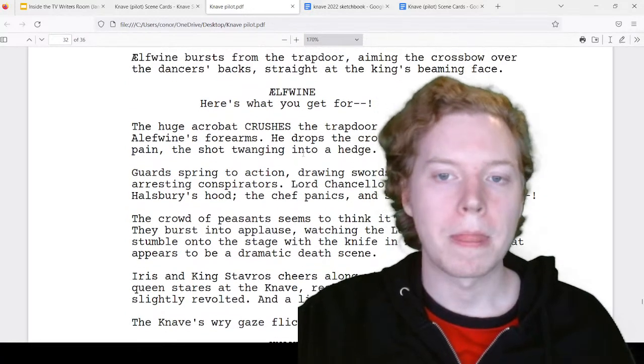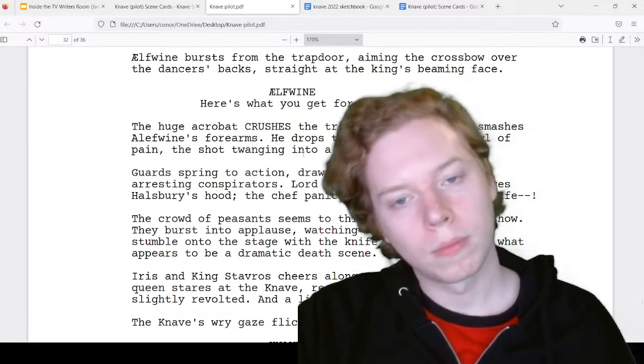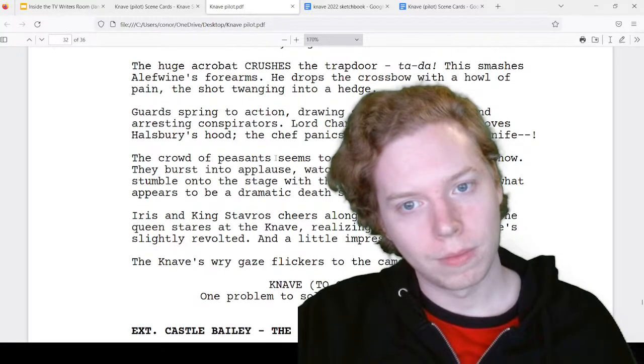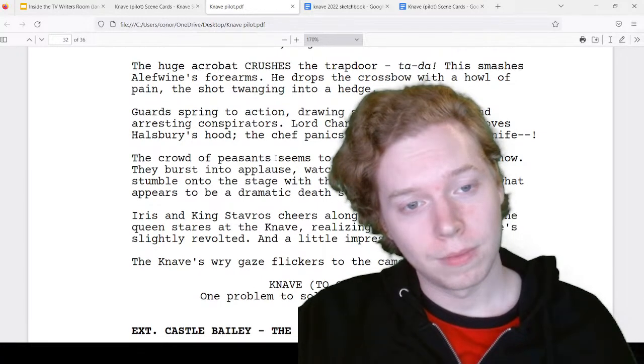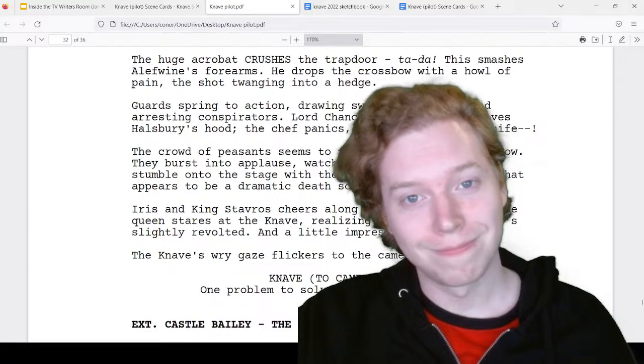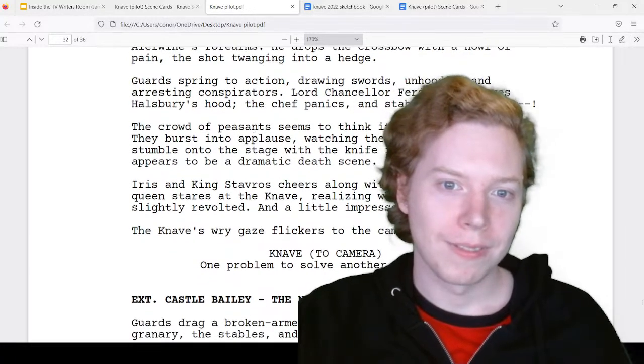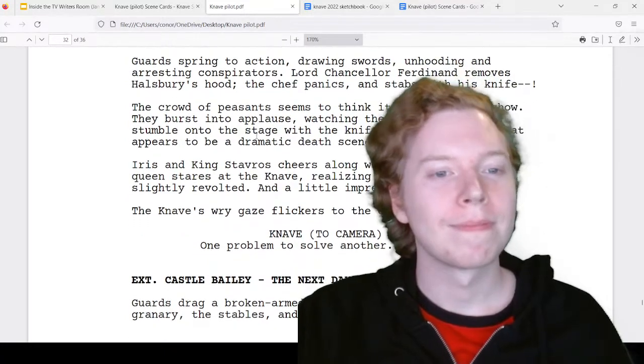Alfwine bursts from the trapdoor, aiming the crossbow over the dancer's back straight at the king's beaming face. Here's what you get for. The huge acrobat crushes the trapdoor. Ta-da! This smashes Alfwine's forearms. He drops the crossbow with a howl of pain, the shot twanging into a hedge.